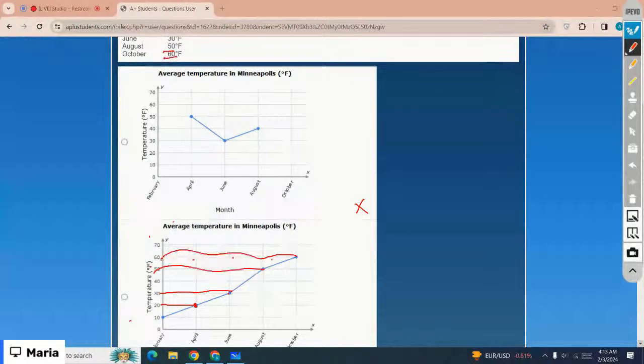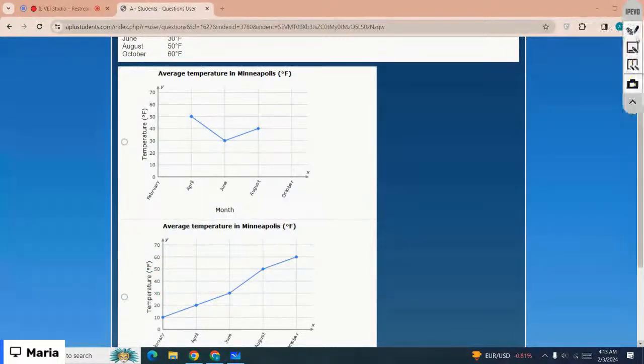You just have to match the points with the table of values. If they are the correct ones, that is the correct option. So option number 2 is the correct option.